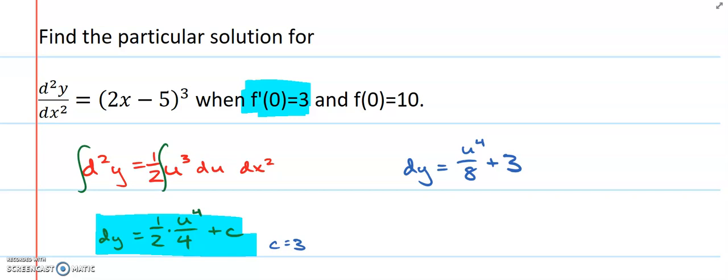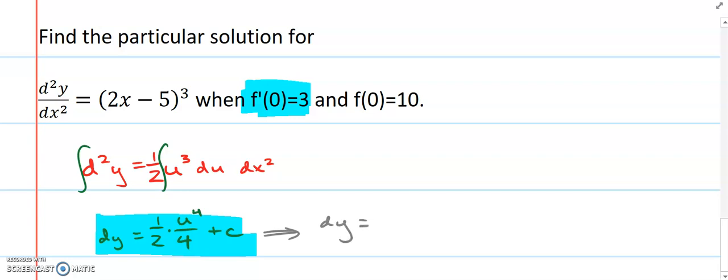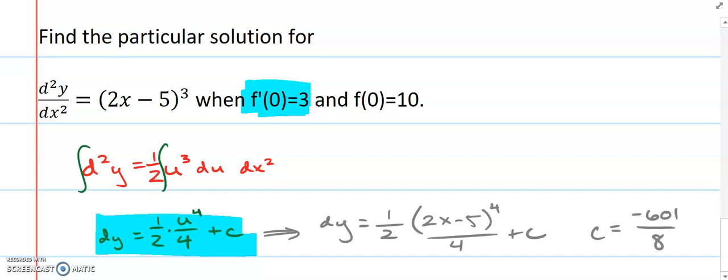The mistake that I made is that we are supposed to be plugging in x's, not u's. So c is not actually going to be 3. We need to take this and plug it back in. This is going to be 2x minus 5 to the 4th right there, plus c. Still plugging in 0, so 5 to the 4th is going to be 625 over 8 plus c. It's got to equal your 3 on the other side. C this time is going to be negative 601 over 8.